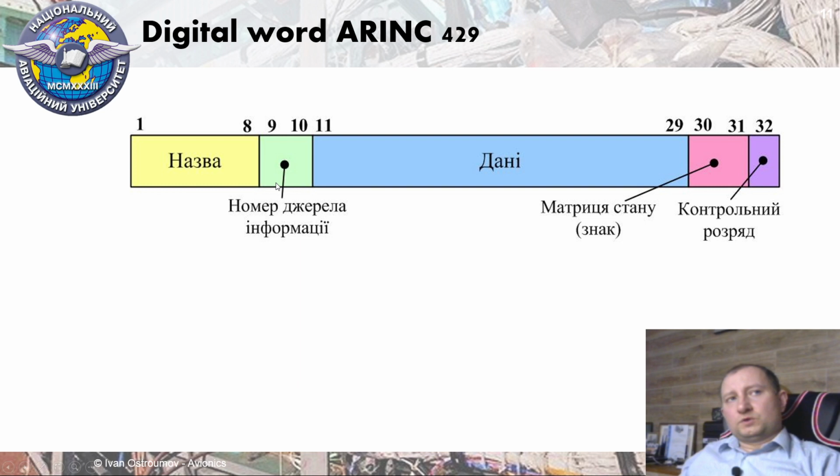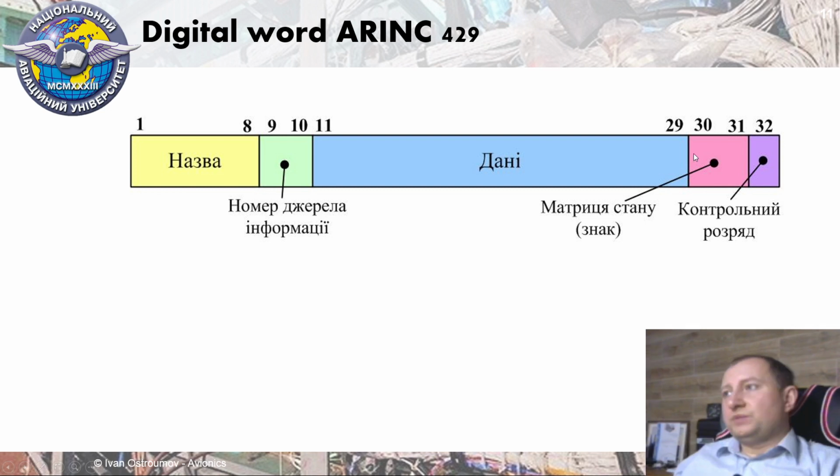Then from 11 to 29 it is data. Thus, the parameter which we would like to transfer should be coded in binary and placed in the data field. Then sign or state bits, it is 30 and 31, and the final 32nd bit is the parity bit.